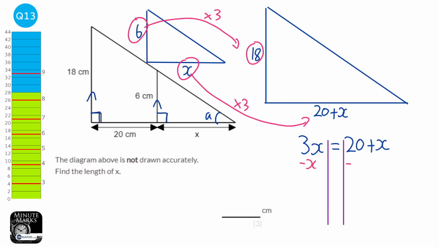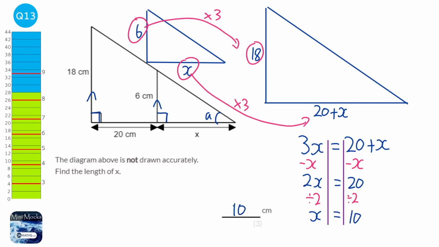Subtract x both sides. Always subtract the smaller amount, so 2x equals 20, and then divide both sides by 2. And so we've got x equals 10. So we know that x equals 10, it says find the length x, and so that will be 10.